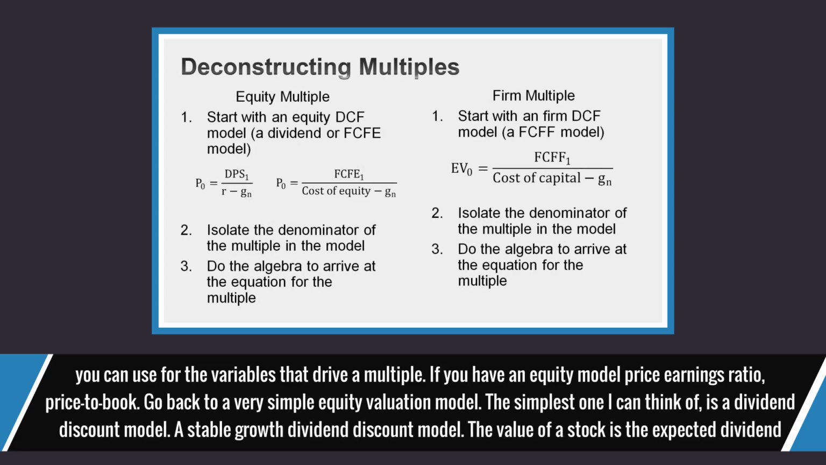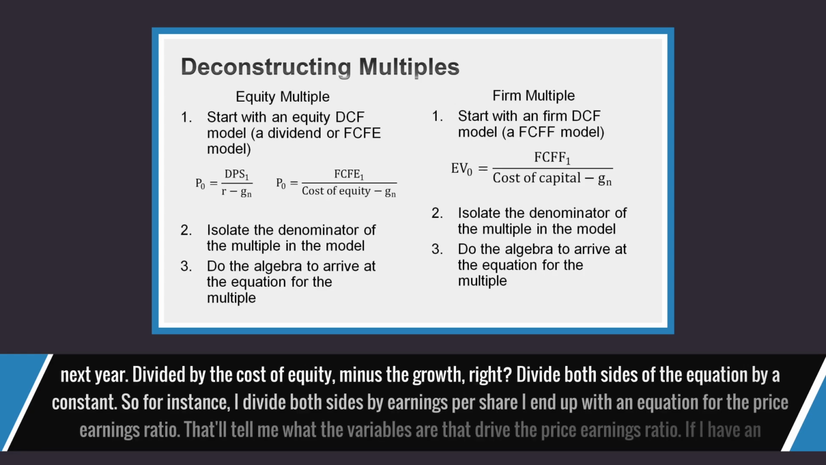If you have an equity multiple, price-earnings ratio, price to book, go back to a very simple equity valuation model. The simplest one I can think of is a dividend discount model, a stable growth dividend discount model. The value of a stock is the expected dividend next year divided by the cost of equity minus the growth, right? Divide both sides of that equation by a constant. So for instance, if I divide both sides by earnings per share, I end up with an equation for the price-earnings ratio. That'll tell me what the variables are that drive the price-earnings ratio.